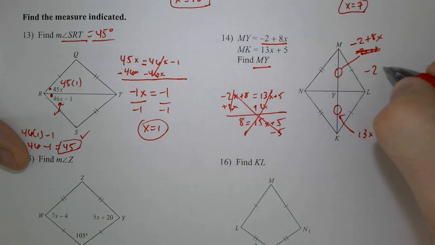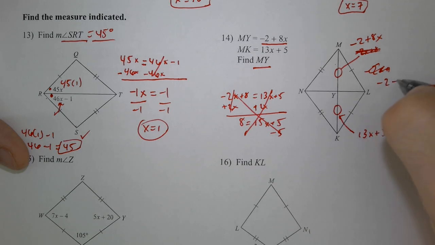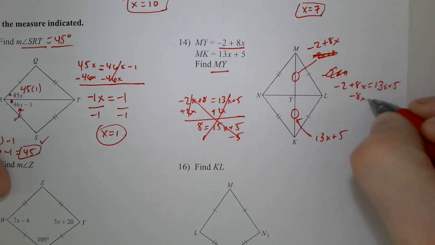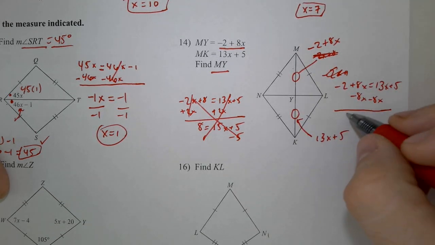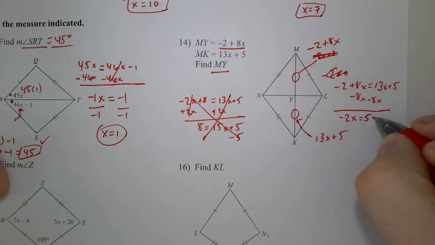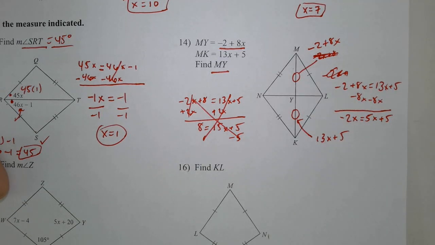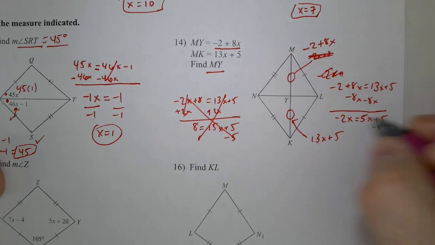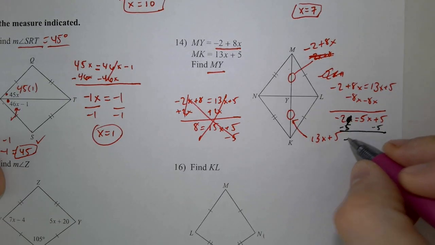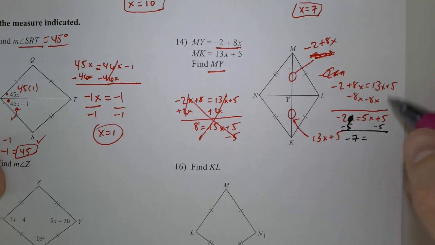Take 2: negative 2 plus 8x is equal to 13x plus 5. All right, mistakes happen. I'm going to subtract the 8x instead of adding the 2x. We get negative 2 is equal to 13 minus 8, which is 5x, plus 5. I wrote negative 2x again. I am sorry, folks. Subtract the 5 from both sides. Negative 2 and negative 5 make negative 7 is equal to 5x.